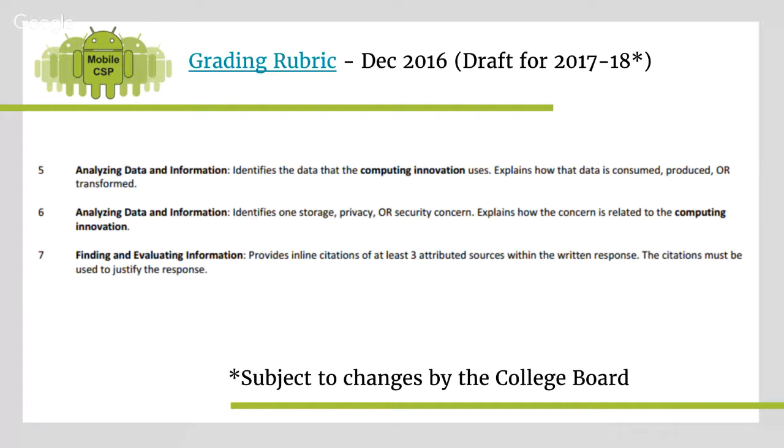So for criteria 6, that's another one that we had in our grading room written just on the board: so what? So what happens? It has to actually be related to the computing innovation because this one identifies a storage, privacy, or security concern. First of all, they have to specify what type of concern they are talking about. They can't just say this is a concern because. They have to specify which concern they're writing about.